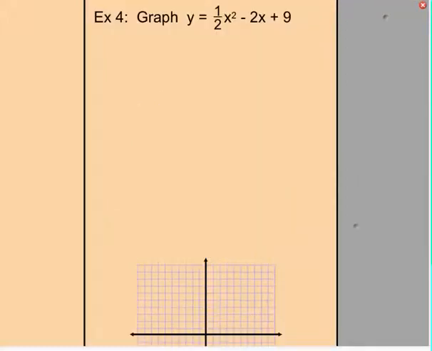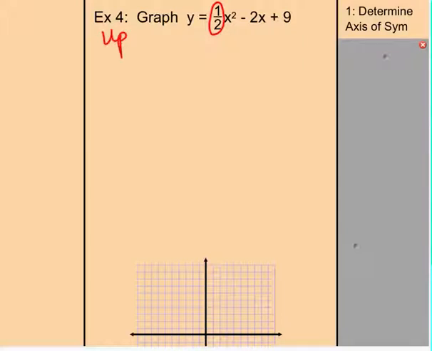Last one, of course, we couldn't have a lesson without a fraction, so let's take a look at the axis of symmetry for this one. Before we do that, actually, let's decide if it opens up or down. So we're looking at our lead coefficient. It is positive, so it should open up, and we'll make sure that matches our graph. All right, x equals the opposite of b, or positive 2, divided by 2 times a, that 1/2 we were just looking at. Half of 2 is 1, so our axis of symmetry is x equals 2.